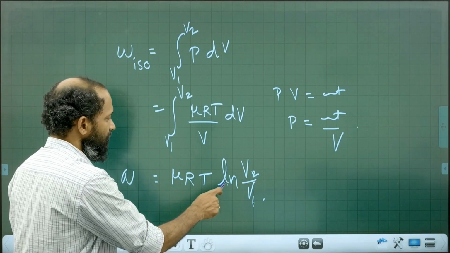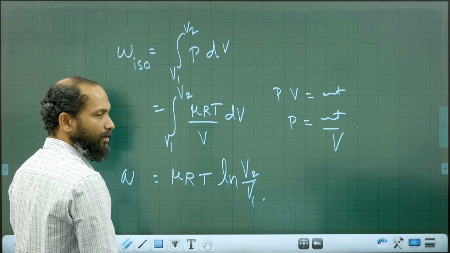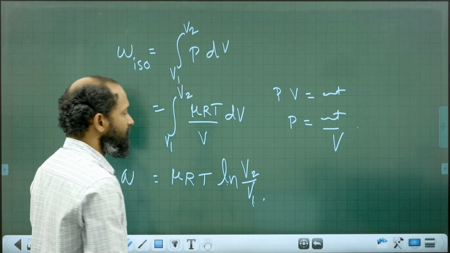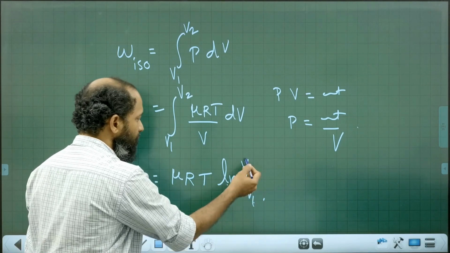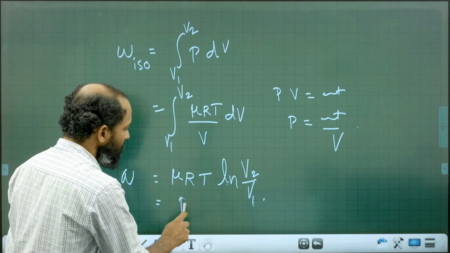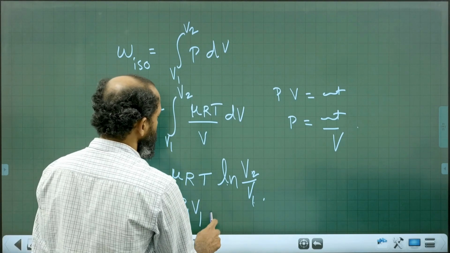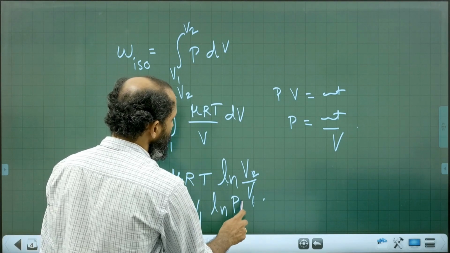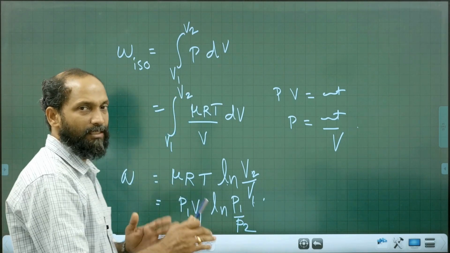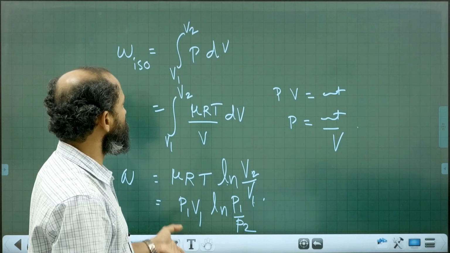And log V2 by V1 is called the expansion ratio logarithm. V2 by V1 is the expansion ratio. Log of the expansion ratio times mu RT. This can be rearranged as mu RT is P1 V1. So P1 V1 log V2 by V1 can be altered as P1 by P2. Like this you can make some changes in that equation.